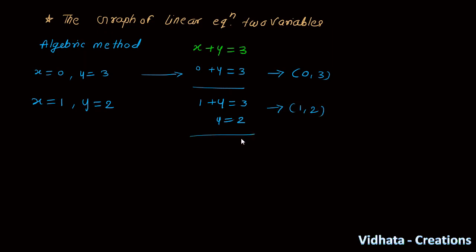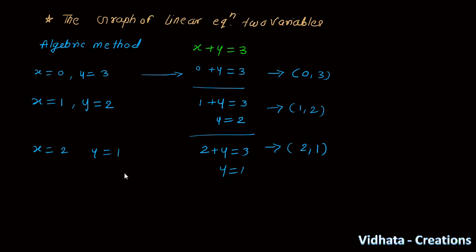Again we will take one more value. If I take x is equal to 2, then what will be the value of y? Using x is equal to 2, 2 plus y is equal to 3. Here you will get y is equal to 3 minus 2, that is 1. In this way, your third solution will be x is equal to 2 and y is equal to 1. Thus you can find many solutions, infinite number of solutions, of an equation involving two variables.